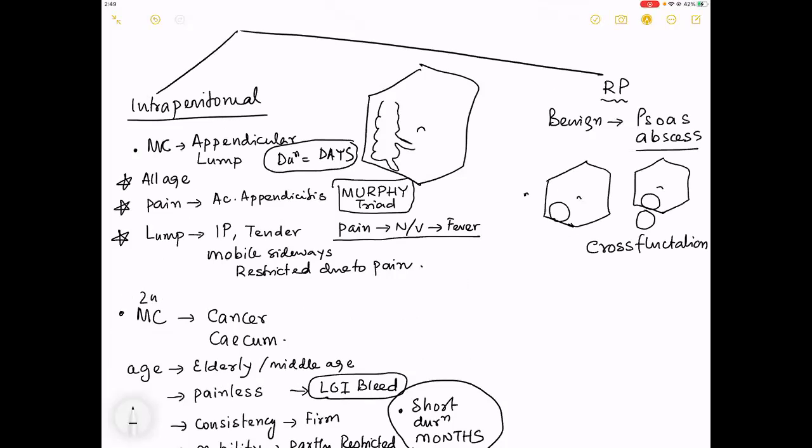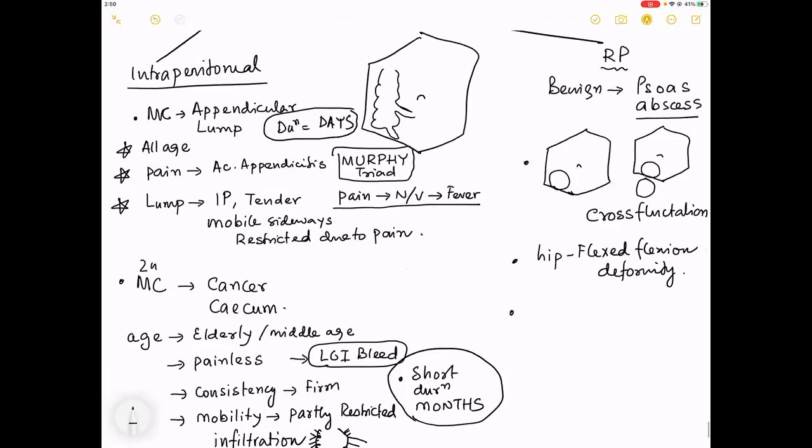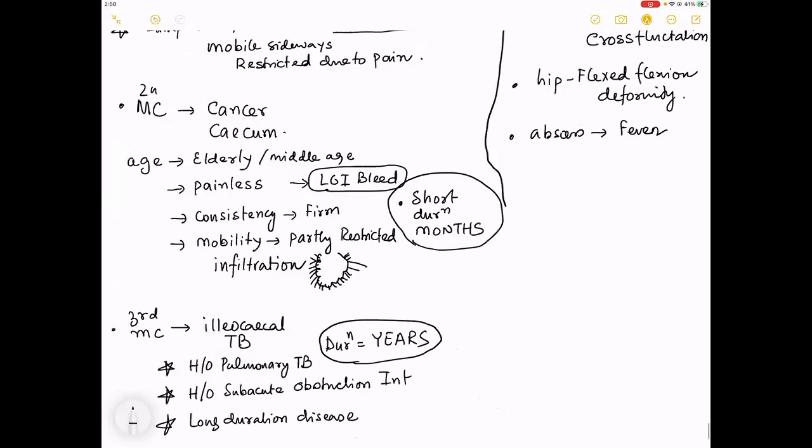Point number one. Point number two, there is a hip flexion deformity that will be taught by your orthopedic teachers. Next part. With any abscess, what does the patient have? Fever, with rigors. Please tell me when you have completed. Done, sir. Good, very good.